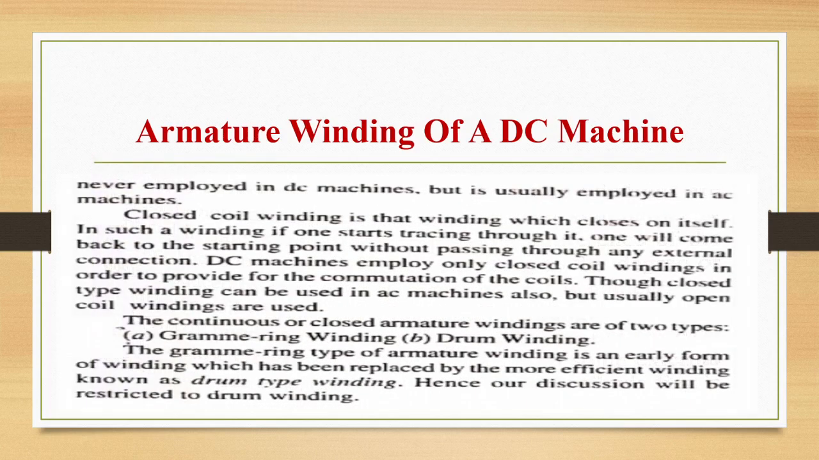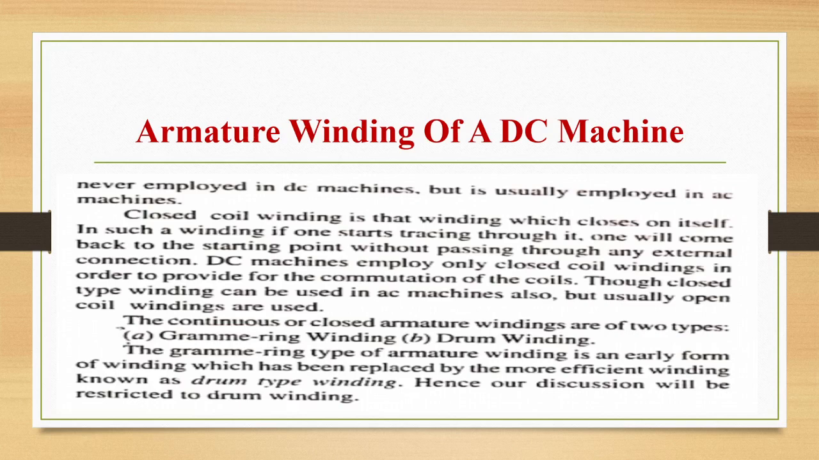Open coil winding is never employed in DC machines, but it is usually employed in AC machines. Closed coil winding is that winding which closes on itself. In such a winding, if one starts tracing through it, one will come back to the starting point without passing through any external connection. DC machines employ only closed coil windings in order to provide for the commutation of the coils. Though closed type winding can be used in AC machines also, usually open coil windings will be used.